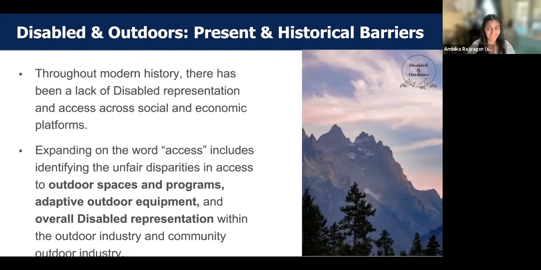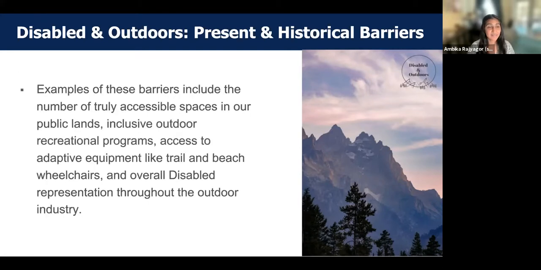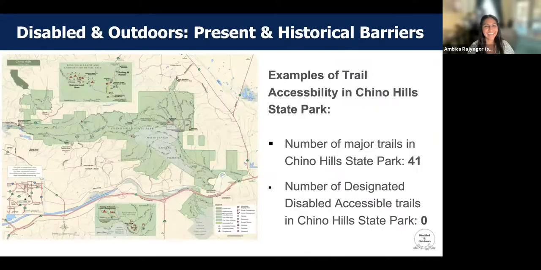Next slide, please. Some examples of these barriers include the number of truly accessible places in our public lands, inclusive outdoor recreational programs, access to adaptive equipment like trail and beach wheelchairs, and the overall disabled representation that we see in print media as well as digital media. Next slide, please. Thank you.